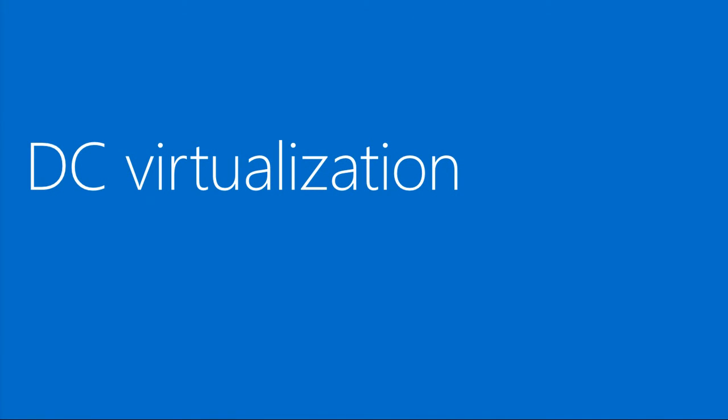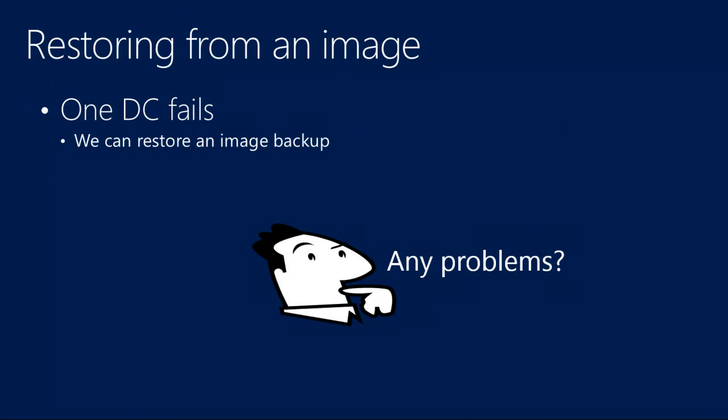But when it comes to virtualizing domain controllers, this is where we run them in a virtual environment. This has always been slightly tricky, because of restore from image. Any problems? And the answer is yes, 100%. If you've got two domain controllers running virtualized, and one goes down, and you say, I know, no problem, I'll just go back to the previous snapshot. Or I've got a VHD here, I just load it in, and off we go again.